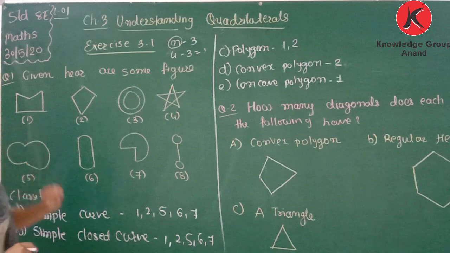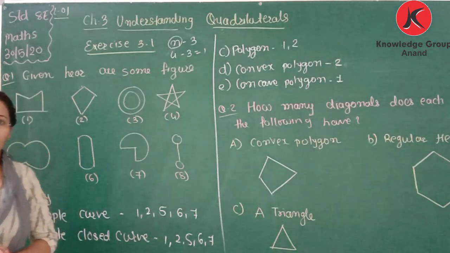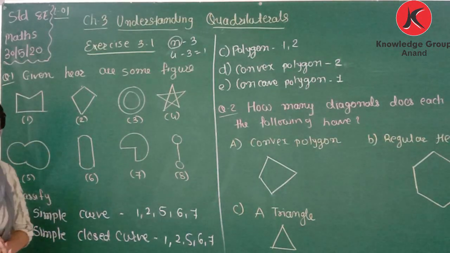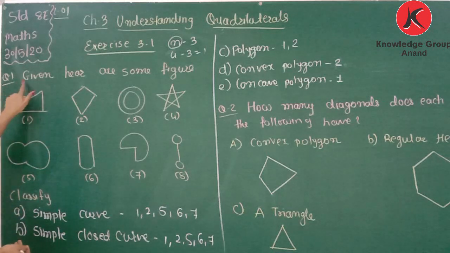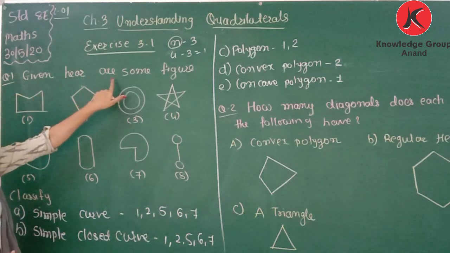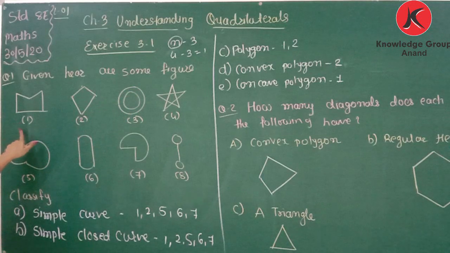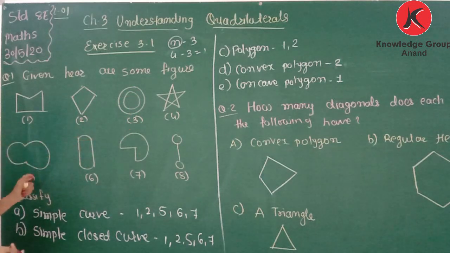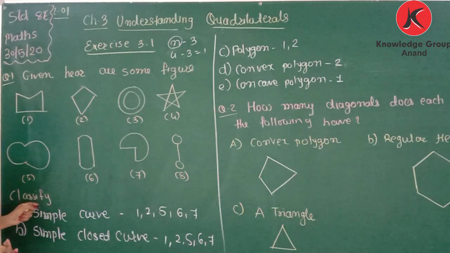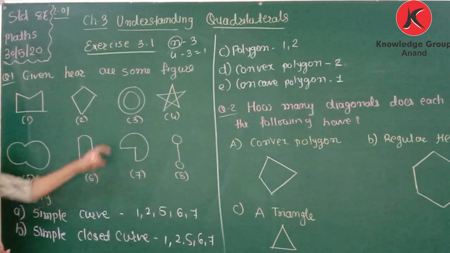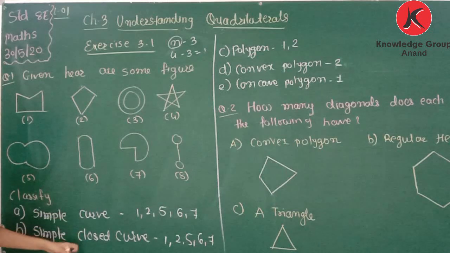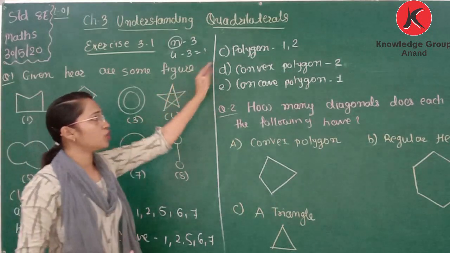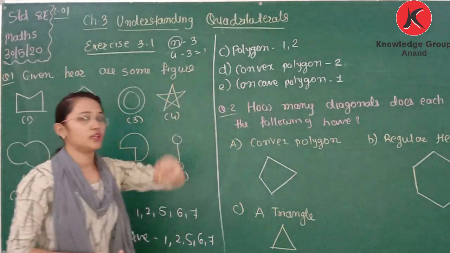Now we will start exercise 3.1 related to this topic. So first question given here, there are some figures. So here first figure, second, third, fourth, fifth, sixth, 7 and 8. What is this statement? Classify these figures into simple curve, simple closed curve, polygon, convex polygon and concave polygon.